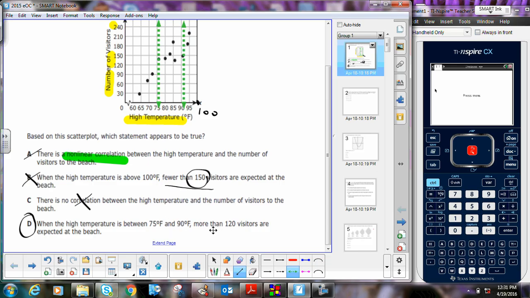The statement says more than 120 visitors are expected. Let's see if there is more than 120. So this is 120. So yes, it's more than 120 visitors. You see, all the numbers are greater than 120. They're all greater, so this is the right answer. It's D. The questions about correlation are simple and easy. You have to read the statement and think about it.